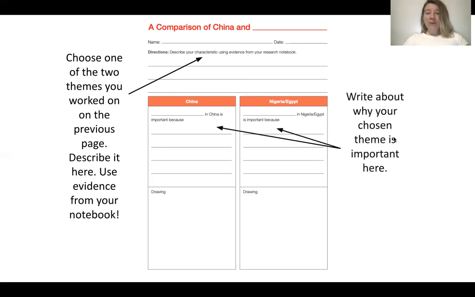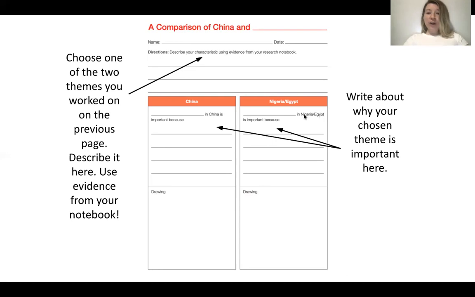Next, you are going to be writing about why your chosen theme is important here. In these blanks, you are writing your theme. So if you chose government, you're going to write government here. If you chose culture, you'll write culture here. Below, you will write about why that chosen theme is important in the countries. So in China, blank in China is important because, and write why that theme is important in China. Blank in Nigeria or Egypt is important because, and write about why that theme is important in that country.